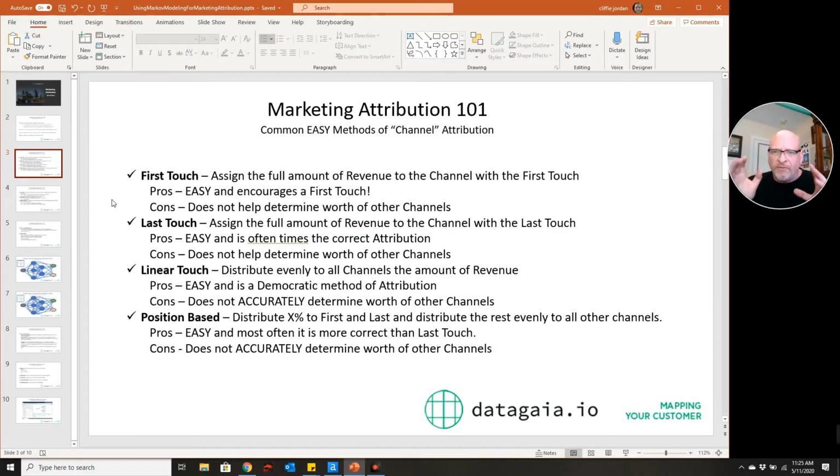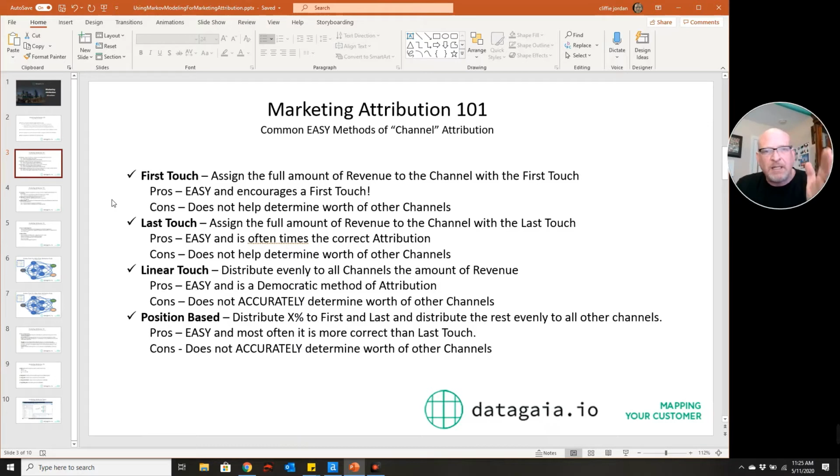When it comes to marketing attribution, if you go online and start researching it, you're going to come across a lot of different types of attribution that are really easy to do, but not very accurate. The first one is what we call first touch attribution.